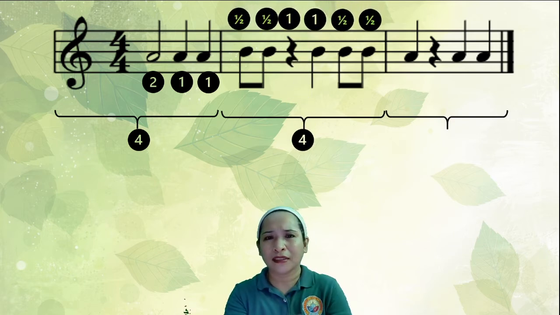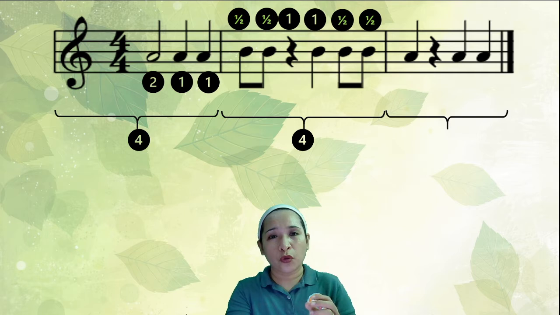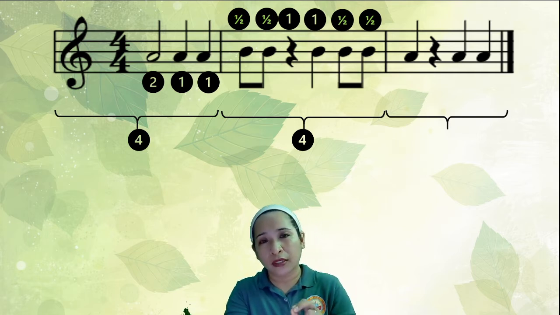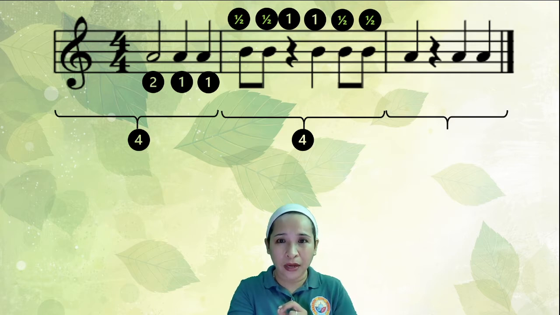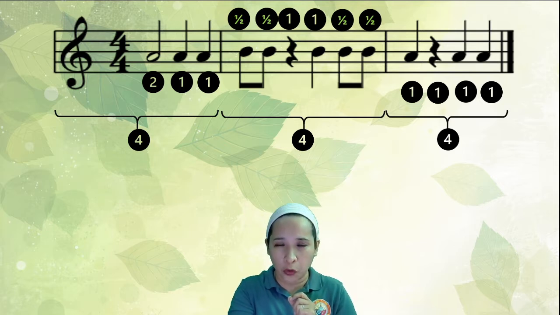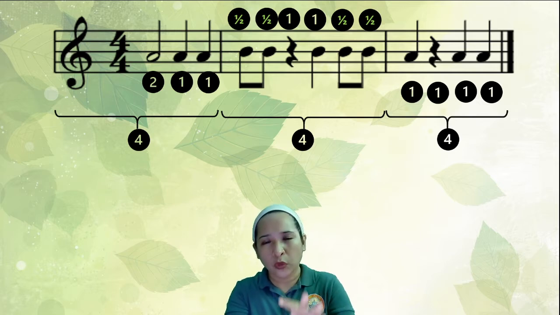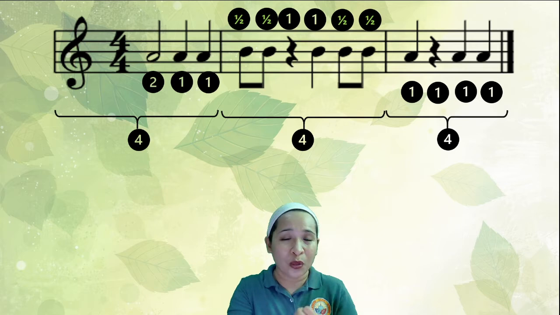Next measure. If a quarter note or a quarter rest is equal to 1, then an eighth note is equal to 1/2. So we have two 1/2, equal to 1, one quarter rest, one quarter note, and another two 1/2. So we have a total of 4. For the last measure, we have 3 quarter notes and 1 quarter rest, giving us the total of 4. So the notes and rests used in that staff and those different measures coincide with the meaning of the time signature, that is 4/4.